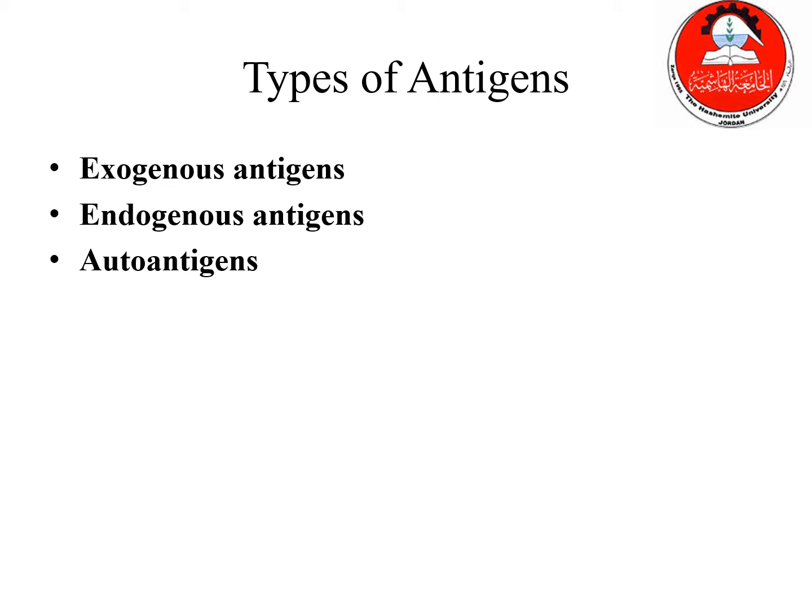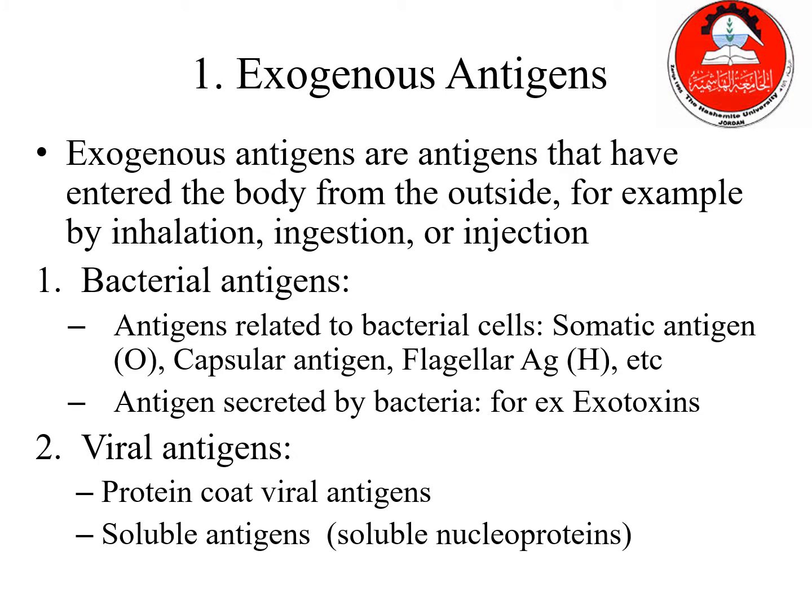We have three types of antigens. We have exogenous antigen from an outer source, we have endogenous antigen from an inner source, and we have autoantigen from self. So the exogenous antigens are antigens that have entered the body from the outside, for example, by inhalation, ingestion, or injection. So they are from an outer source.